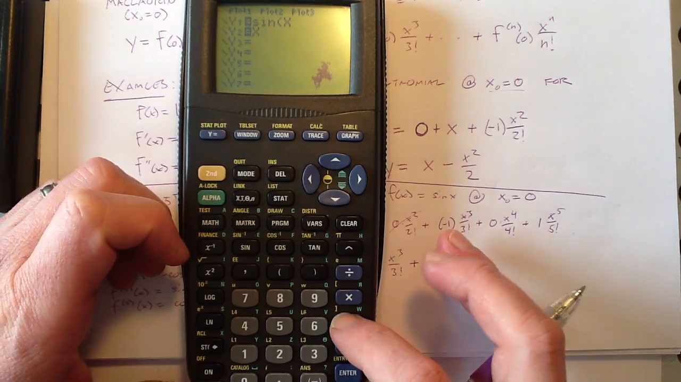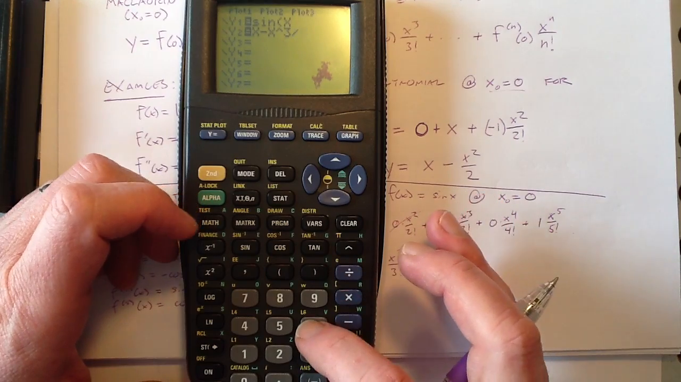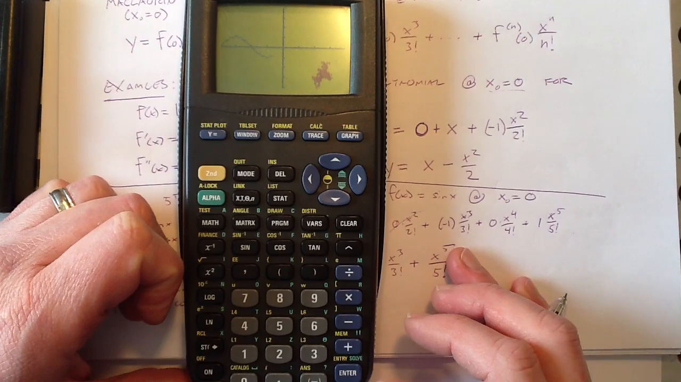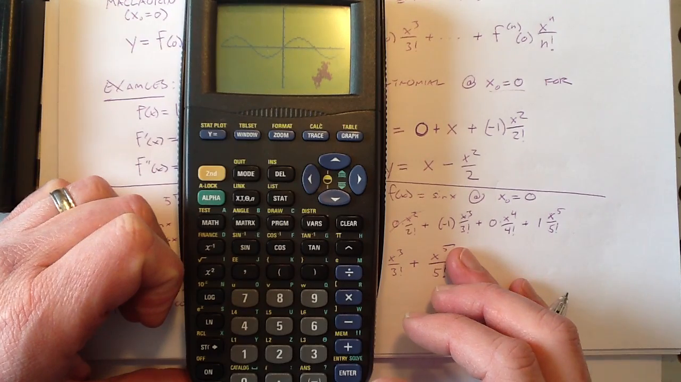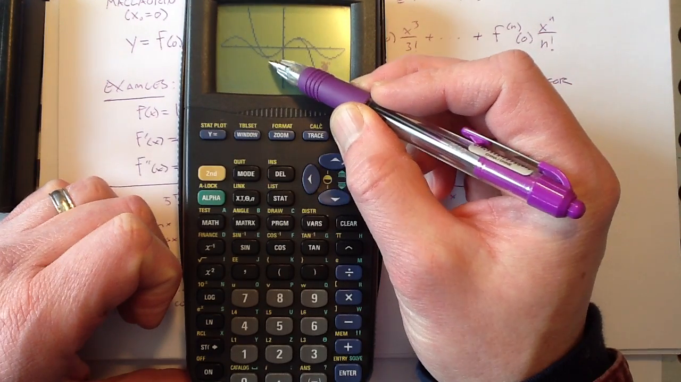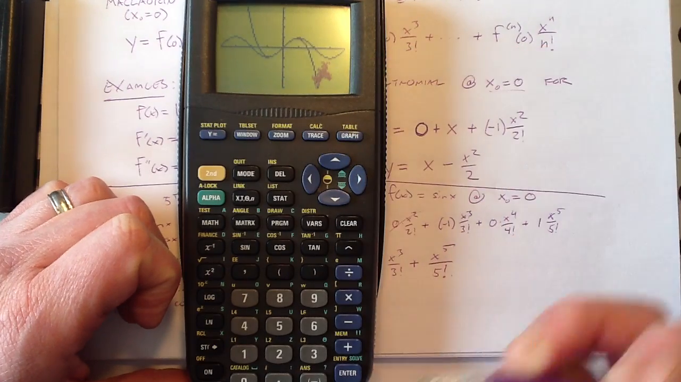So let's try the third degree. It's x cubed over 3 factorial, which is 6. See how that looks. There's our original function. Ooh, so it looks like it's pretty good from about negative pi over 2 to pi over 2. It looks like it's doing a pretty good job.